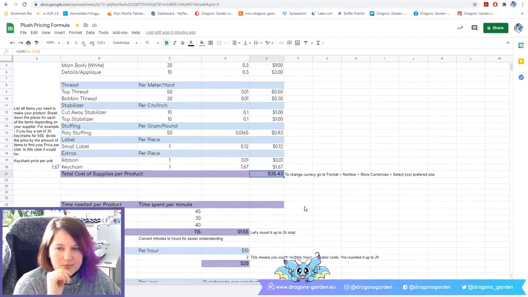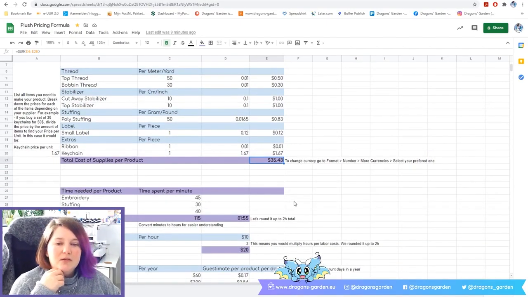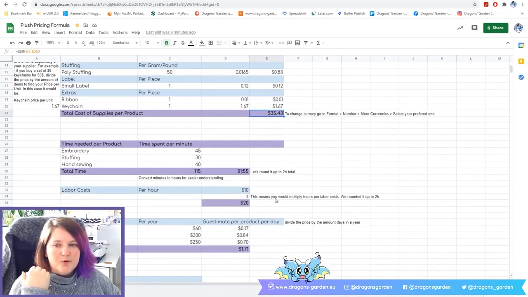So the next thing to figure out is the time needed per each product. I like to break this down as well into different parts that go into creating the product. So this would mean I time myself doing embroidery, cutting and stuffing the plushie, and the final hand sewing. So let's say embroidery takes 45 minutes, the stuffing and cutting takes 30 minutes, and hand sewing 40.